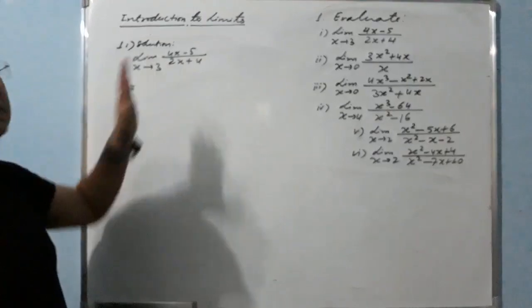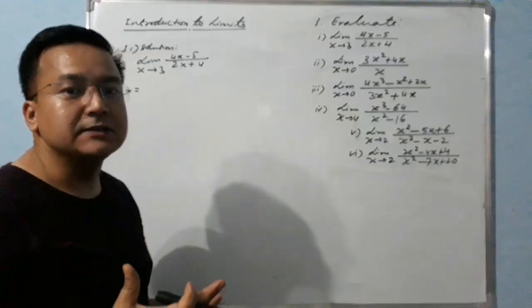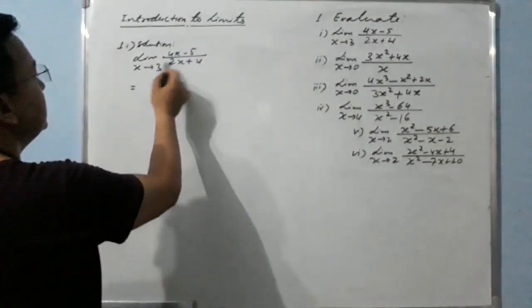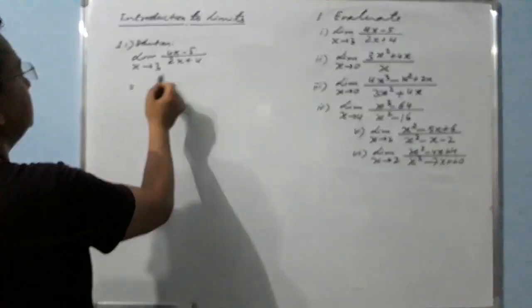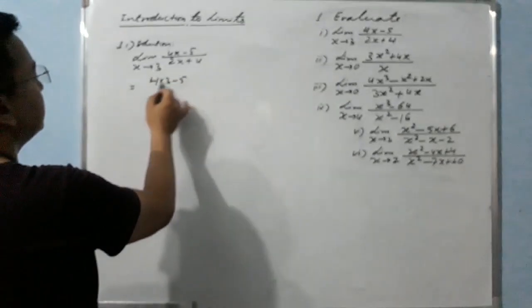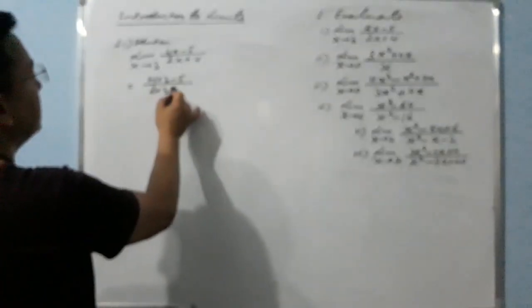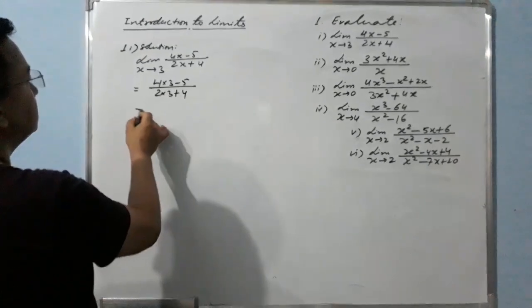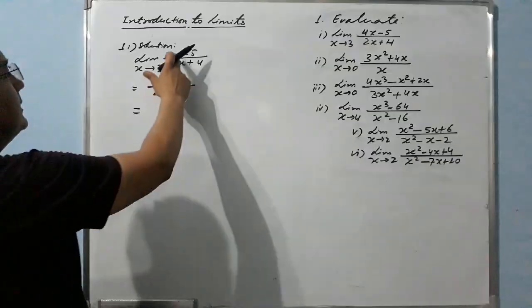So this is not in indeterminate form. If your function is not in indeterminate form, then you can use direct substitution, as you find out the value of the function: 4 into 3 minus 5 upon 2 into 3 plus 4, right?